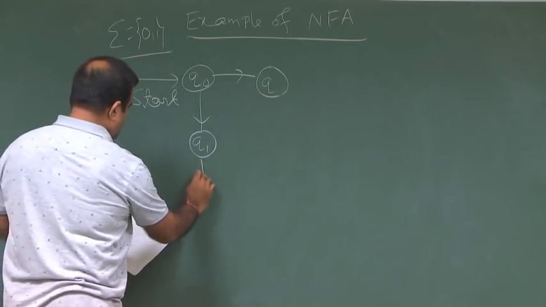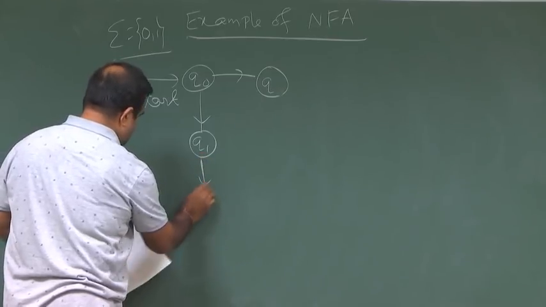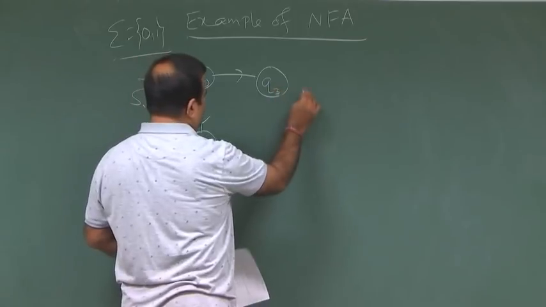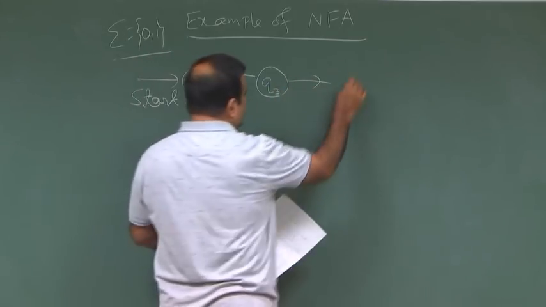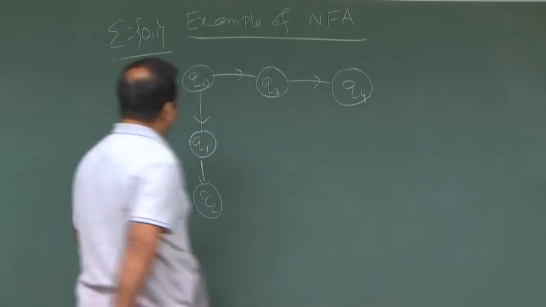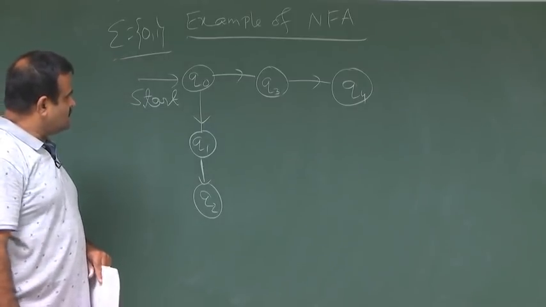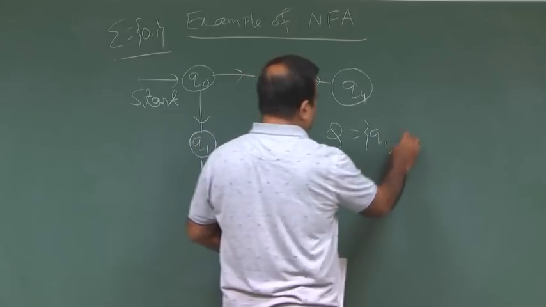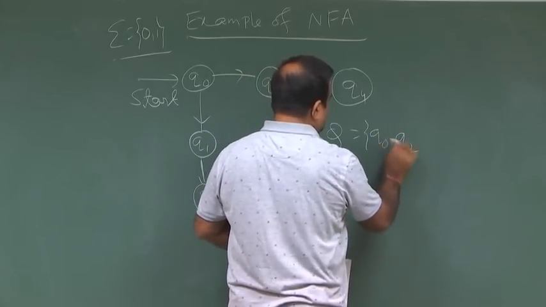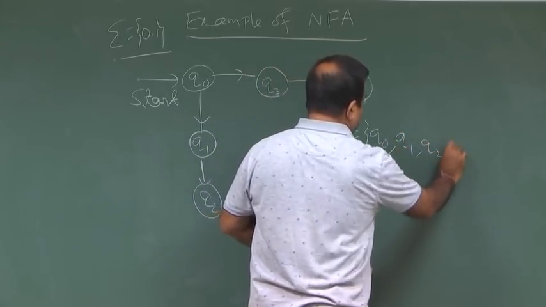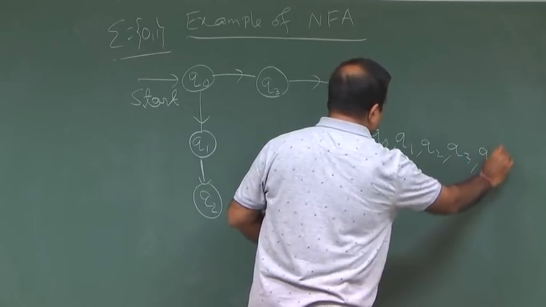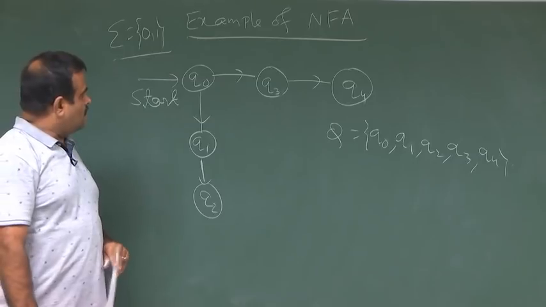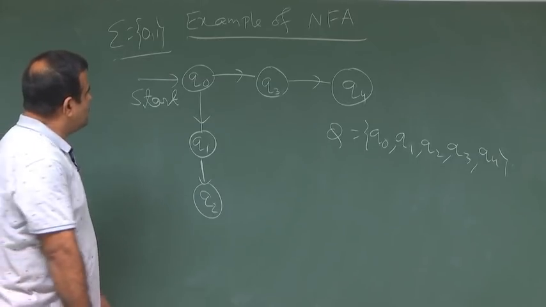Let me write this first: q 2, then q 3, then q 4. These are the states. So, Q is nothing but q 0, q 1, q 2, q 3, q 4. There are 5 states in this automata. Now, let us define the moves.